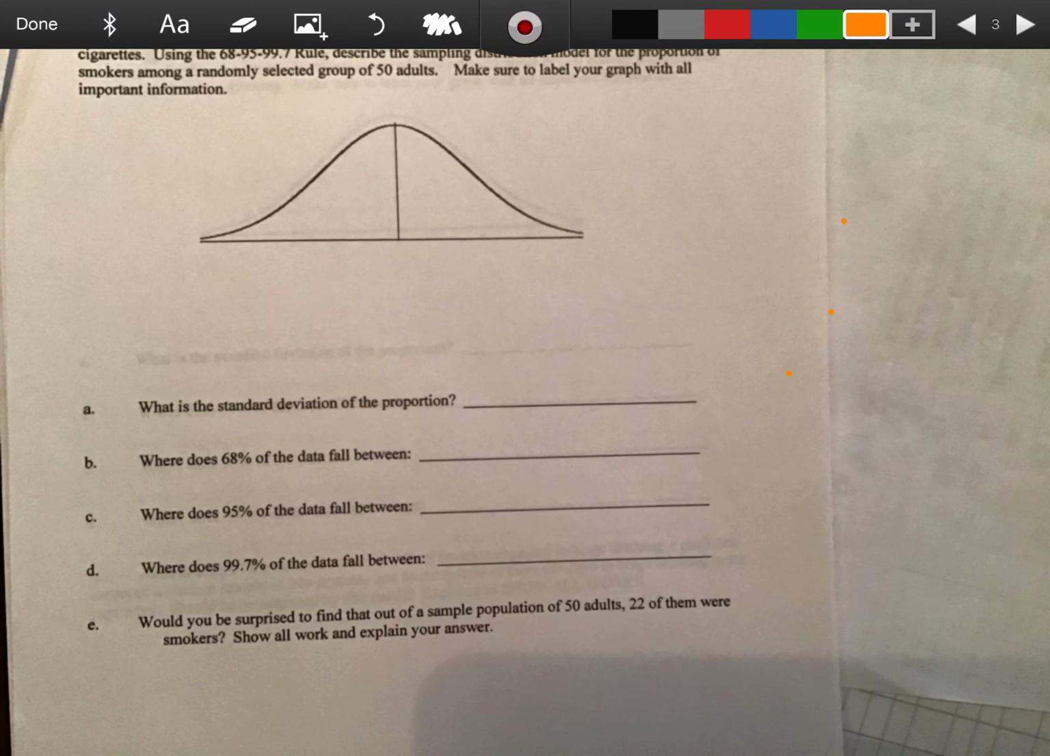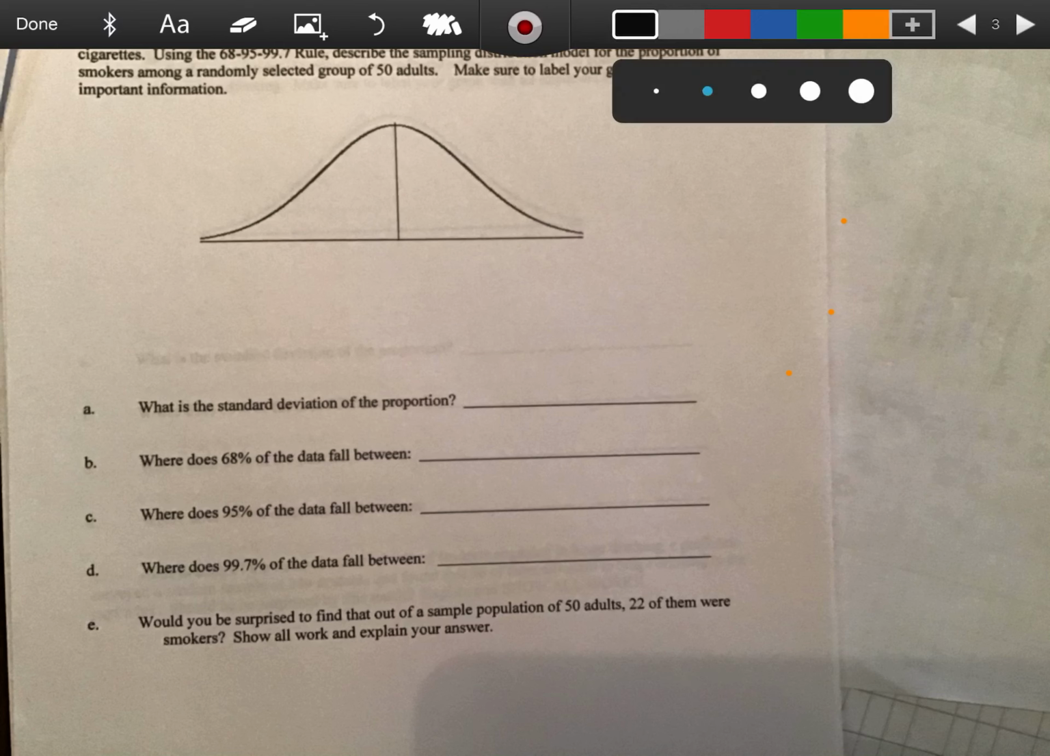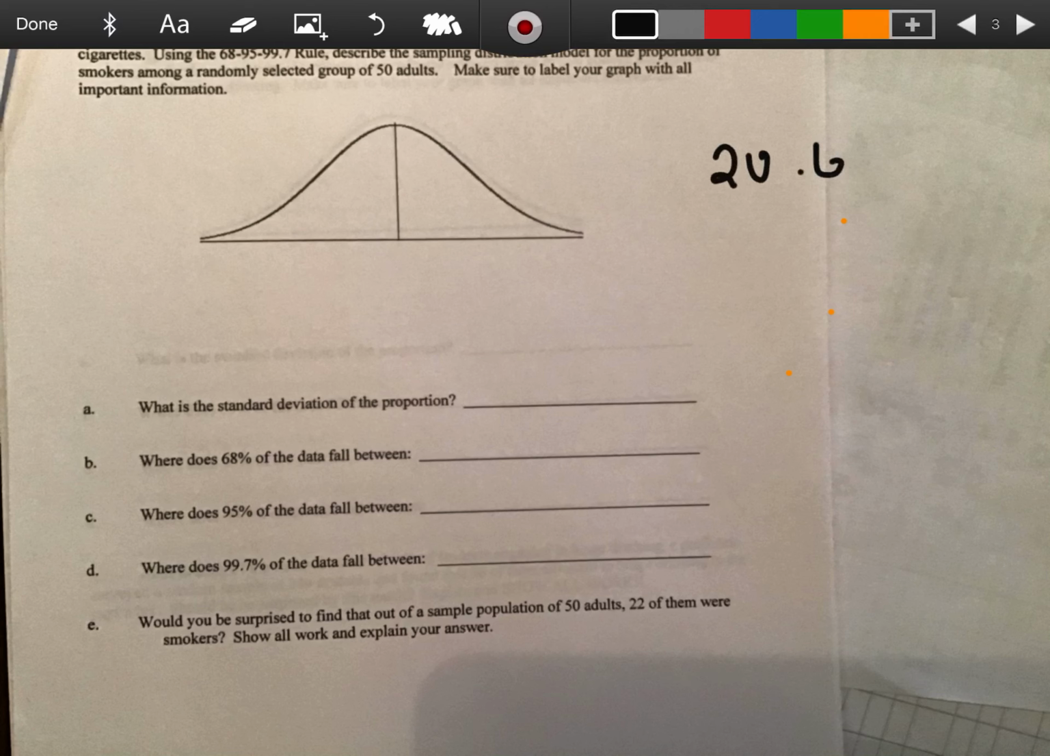All right, guys, so this question will be very similar. It's question number 2, and unfortunately I didn't do a very good job of taking the picture, so I'm going to have to read it. If you have printed it out, it'll be easy for you to see. But this says that public health statistics for 2009 indicate that 20.6% of American adults smoke cigarettes. 20.6% of American adults smoke cigarettes is what it says.